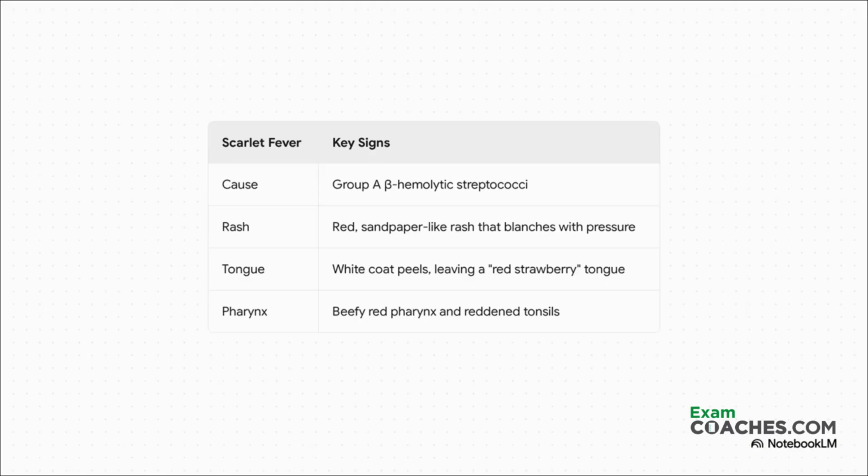Okay, what's so great about this? We're boiling it all down. Forget those long textbook paragraphs. We're locking in on the absolute must-know signs. I mean, why do we harp on sandpaper rash and strawberry tongue for scarlet fever? Simple, because they're unique. They're the specific clues the NCLEX gives you to separate it from all the other rashes out there. It's a pure recognition test.